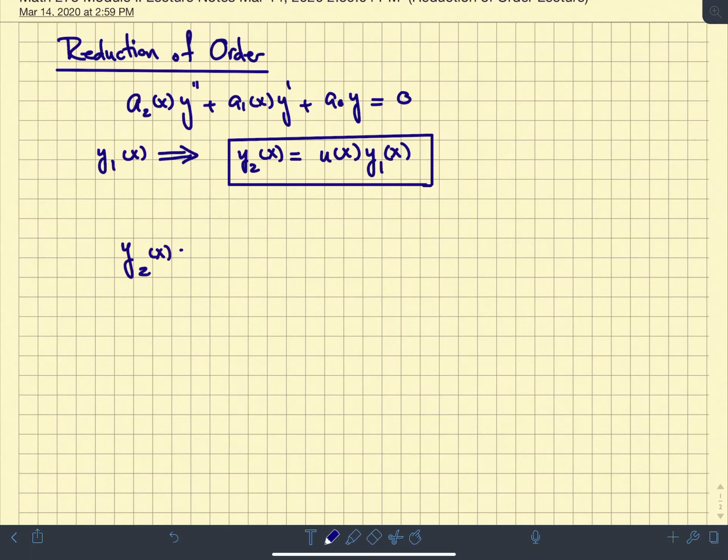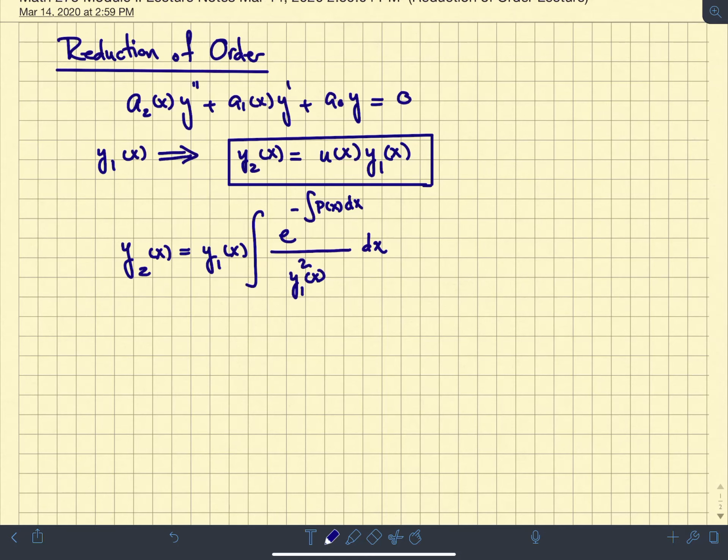known as y2 of x is y1 of x multiplied by the integral of the following expression, guys. E to the minus the integral of p of x dx divided by the square of the first solution dx. And that's how you could find the second solution.